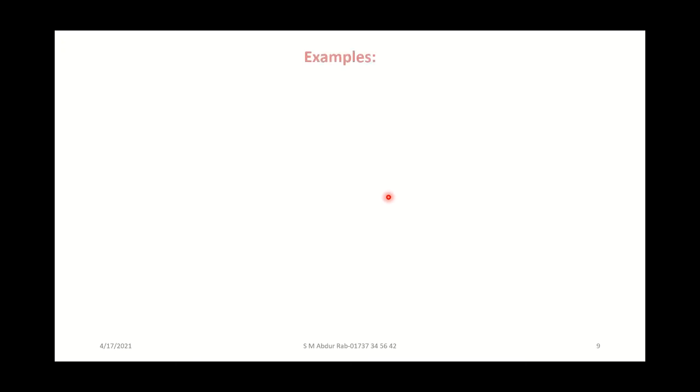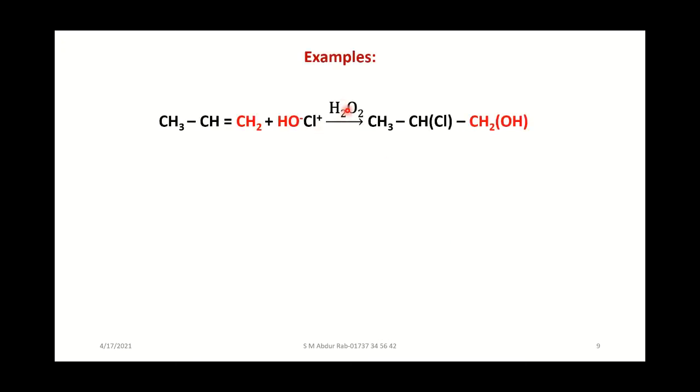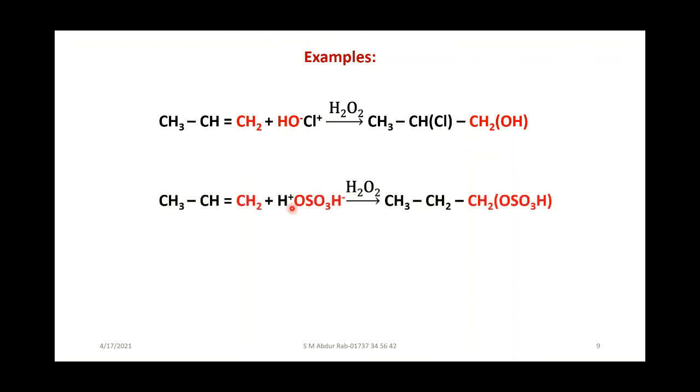Now let us see some examples. Here, when HOCl reacts with propene in the presence of H2O2, the negative part OH must attach to the double bonded carbon atom which has the higher number of hydrogen atoms. So OH minus becomes attached to the red colored carbon atom, and the product will be like this. When sulfuric acid adds to propene in the presence of H2O2, the negative part, OSO3H minus, becomes attached to the red colored carbon atom because it has a higher number of hydrogen atoms than the other carbon.